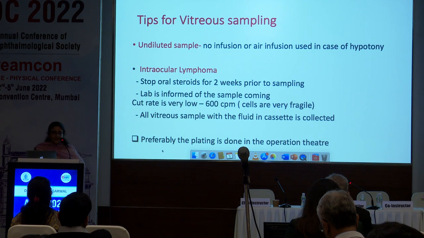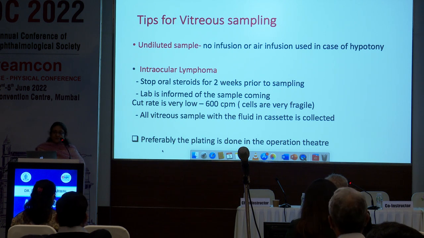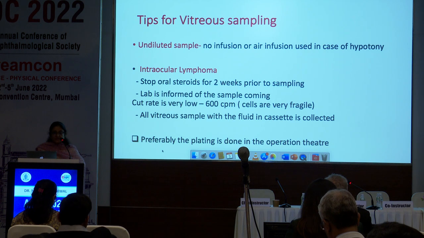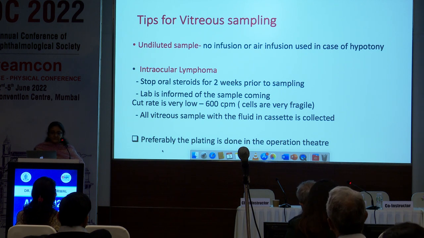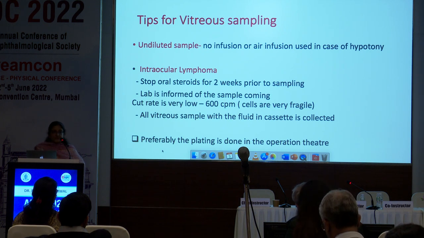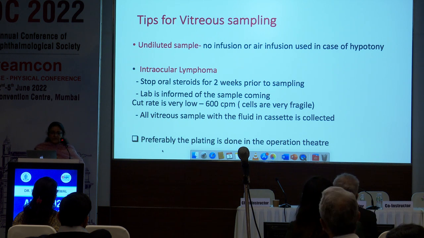The lab is very much informed well in advance, because these cells die very fast. So you have to inform your lab much in advance that you'll be sending this sample. The cut rate again is kept very low, something like 600 cuts per minute. And this is because the cells are again very fragile and you don't want those cells to get denatured with your cutter. All the vitreous sample with the fluid in the cassette again is collected.